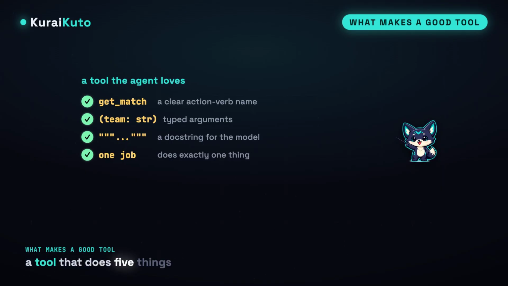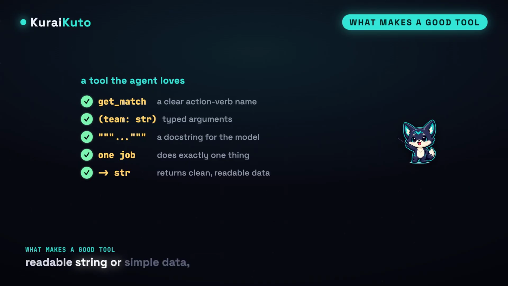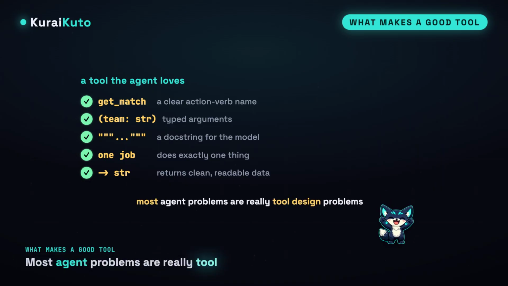A tool that does 5 things confuses the model about when to reach for it. And 5. Return a clean, readable string or simple data because whatever you return becomes the model's observation. Tattoo this list somewhere. Most agent problems are really tool design problems wearing a disguise.